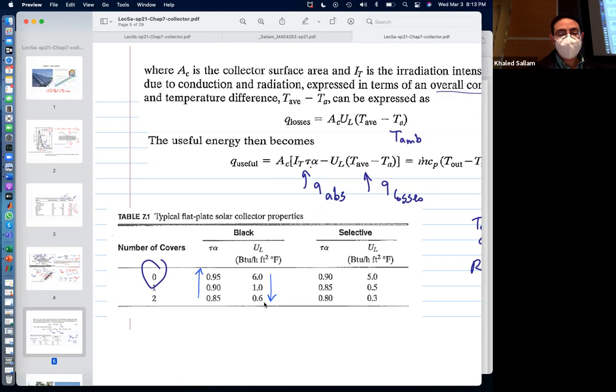But in the process of reducing UL, look at this. Your tau alpha gets less by adding more glass cover. Why? And more layers, how is that hurting? Because of reflectivity, right? Because each layer reflects some of the radiation out. So it does improve UL, but it goes down with how much you actually get transmitted and absorbed.